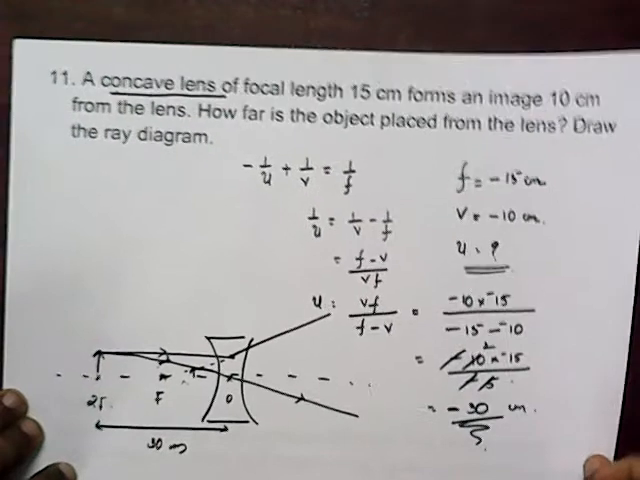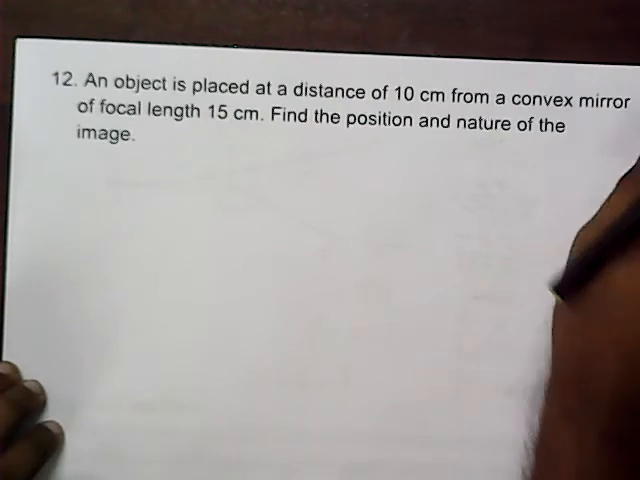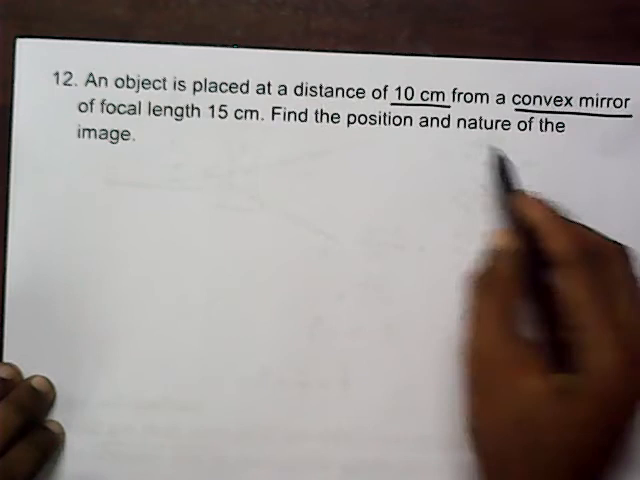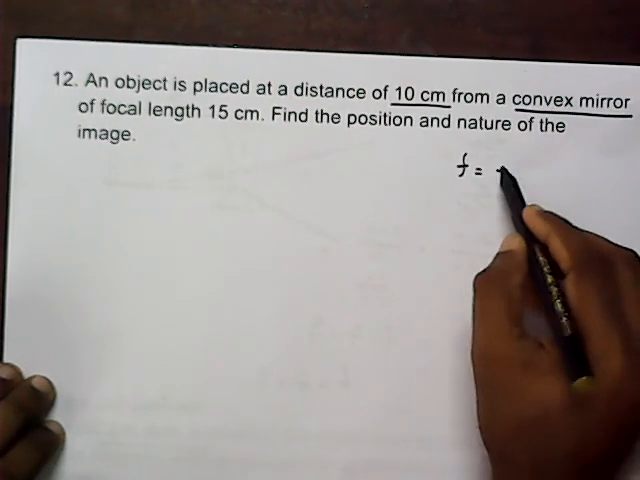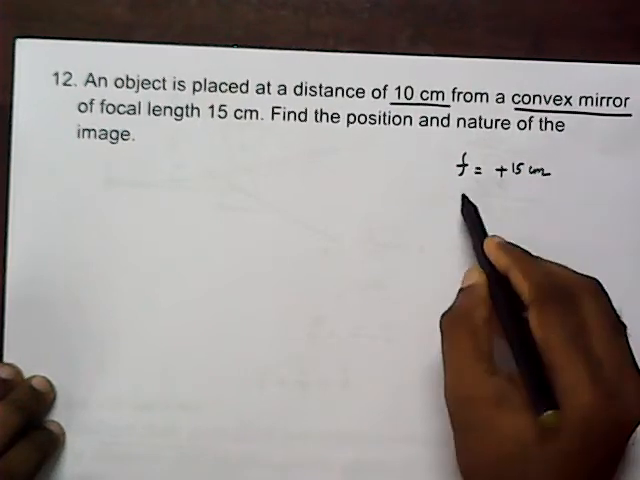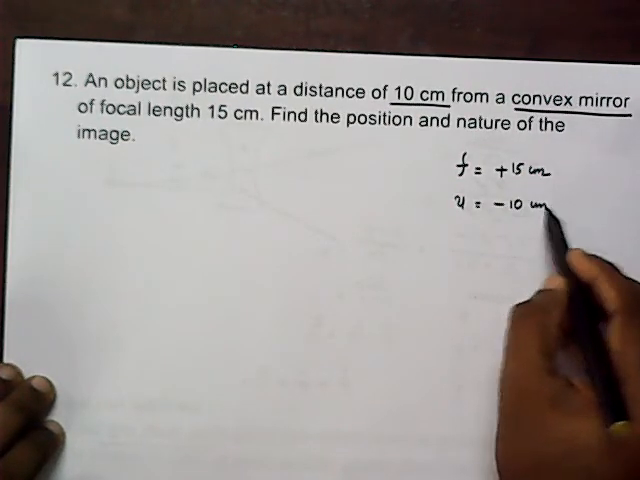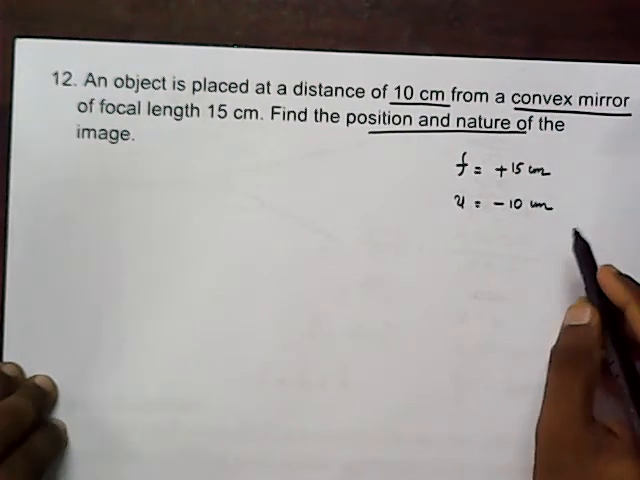Another question, number 12. An object is placed at a distance of 10 centimeter from a convex mirror. The convex mirror has a focal length of plus 15 centimeter, and u is minus 10 centimeter. Find the position and the nature of the image.